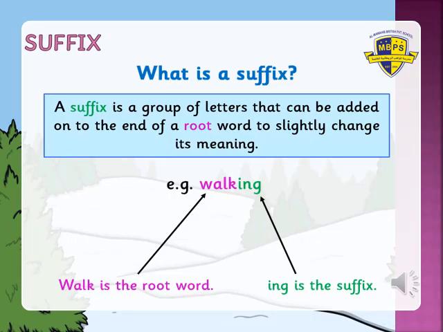Before we start our topic, first of all we will learn what is a suffix. A suffix is a group of letters that can be added on to the end of a root word to slightly change its meaning. When we add a suffix in the root word, it slightly changes the meaning. Like walk is the root word. When we add ing in the word, it will change into walking. And here in the walking, walk is the verb, like it's a root word, and ing is the suffix. When we add the root word walk with suffix ing, it will slightly change the meaning of the word walk into walking.